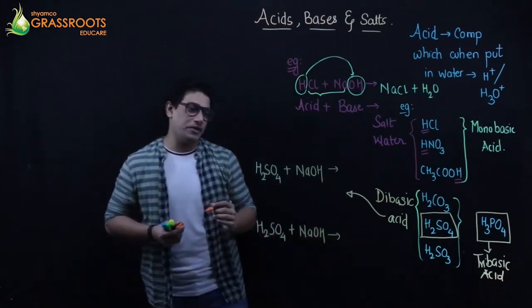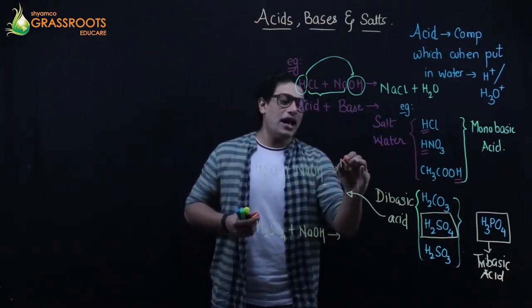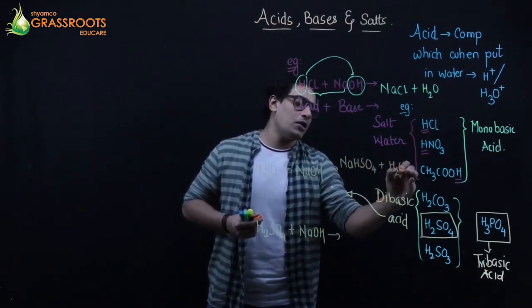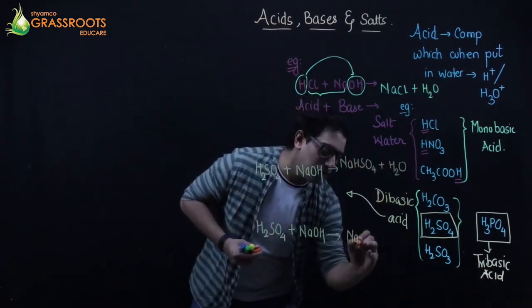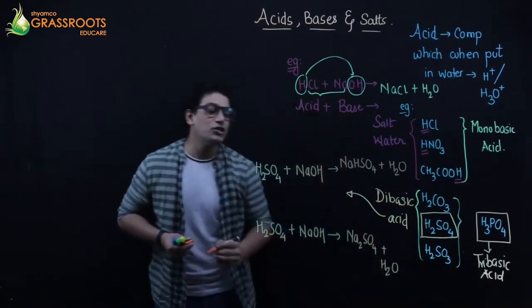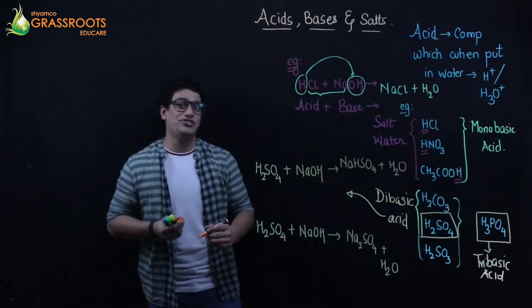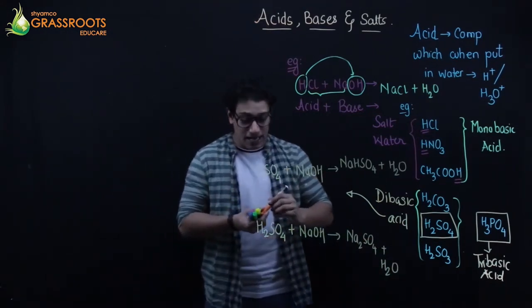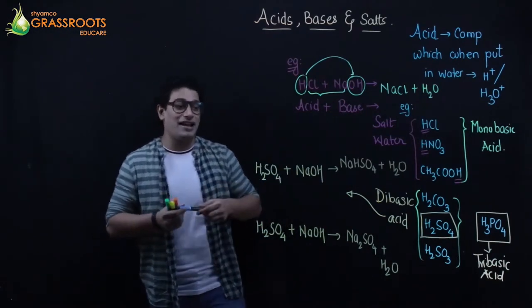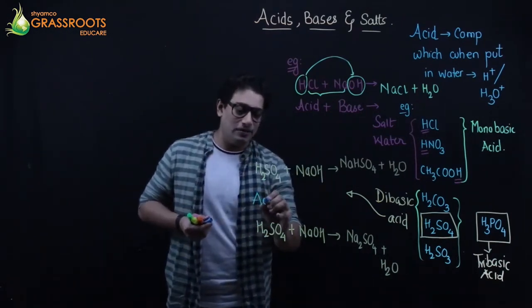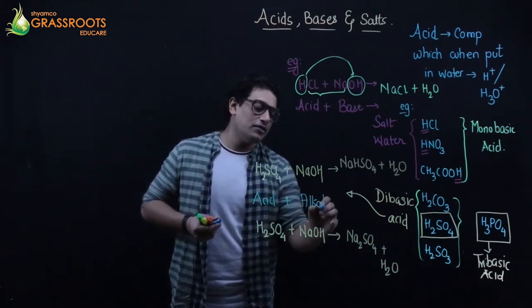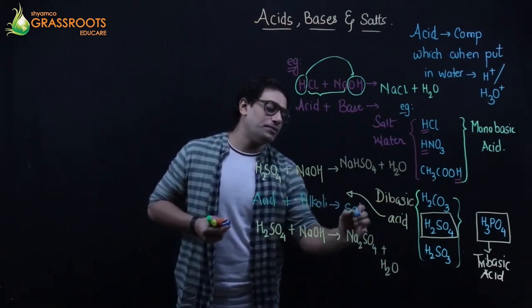Okay, what does it give me? It can give me NaHSO4 plus water, or it can give me Na2SO4 plus water. So there are two types of salts which can be formed. This is nothing but an acid plus base. Again, acid with a base or alkali gives salt plus water.